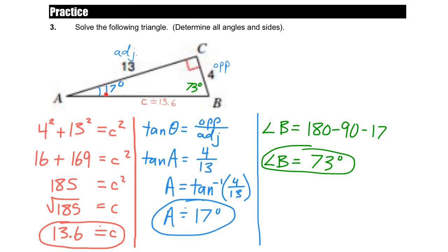Then I looked at angle A. So angle A has this as its opposite side, this as its adjacent side. So opposite and adjacent, I'm choosing tangent. So plug in my numbers. Remember to take the inverse tangent because I'm looking for the angle. It ends up being 17 degrees. And then I remembered that the three inside angles of a triangle have to add up to 180 degrees. So knowing that, I know that angle B must be 73 degrees.